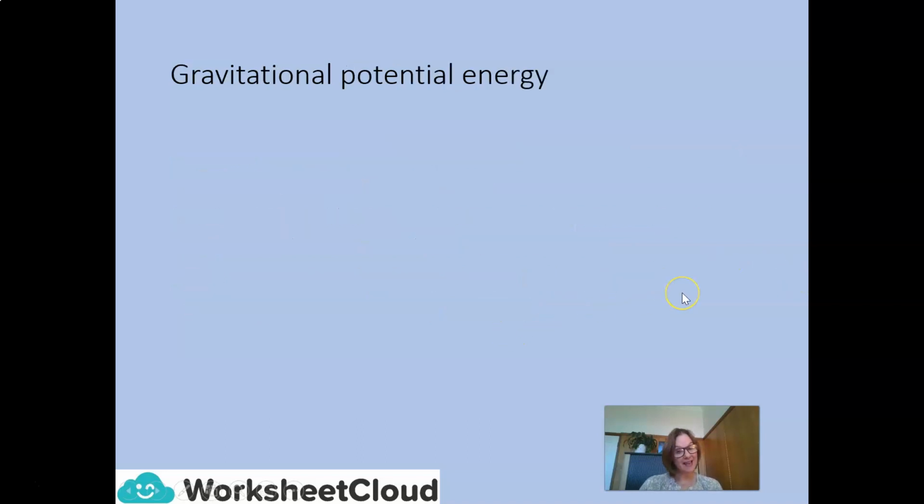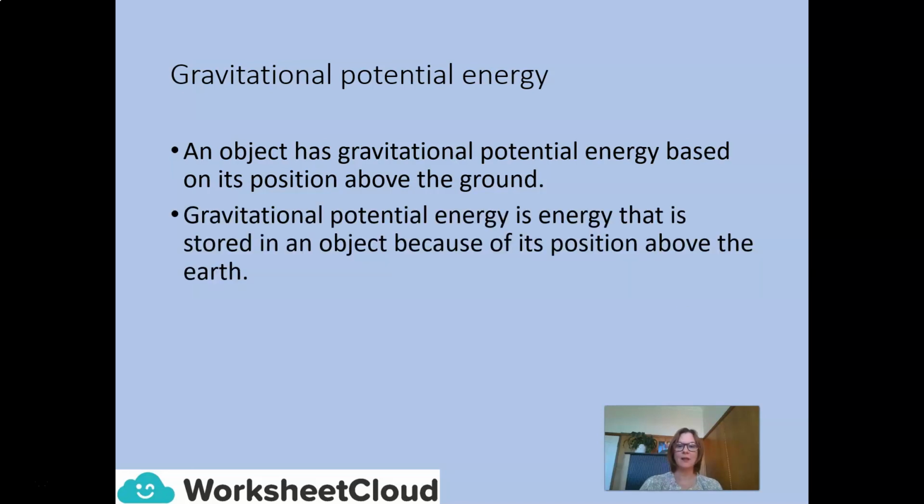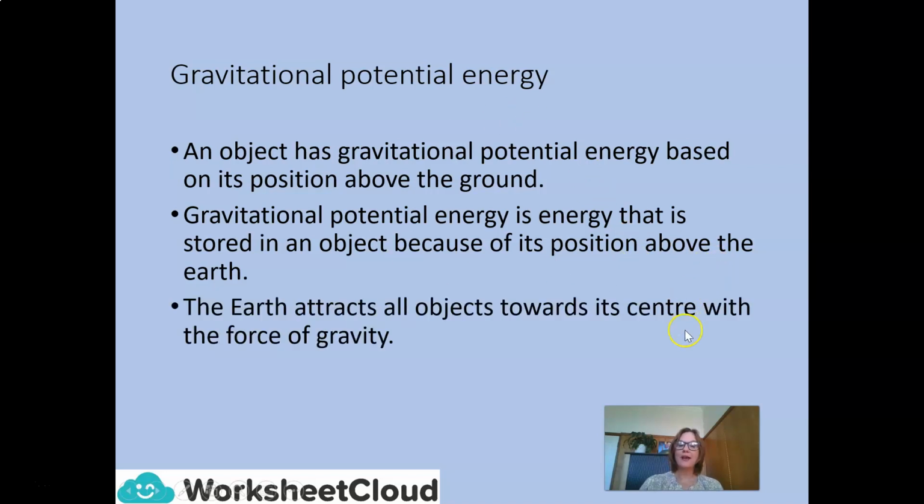There was also gravitational potential energy in that video. An object has gravitational potential energy based on its position above the ground. Okay, the person in the slingshot had the gravitational potential energy. The gravitational potential energy is energy that is stored in an object because of its position above the ground. So literally it was flung up into the air, and then where was it supposed to go? The earth attracts all objects towards its center with the force of gravity.